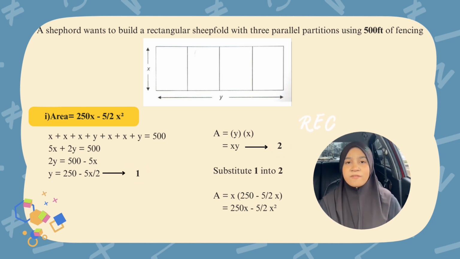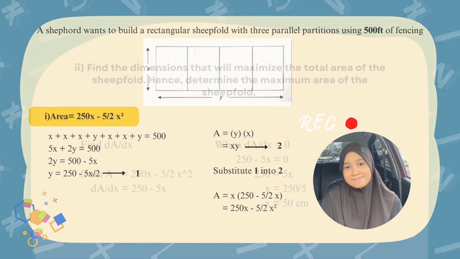Step 3, we have only variables, so we can use the equation A equal to y times x, so we will get equation 2, which is xy. Then step 4, we will substitute equation 1 into equation 2. So the formula is A equal to x times (250 minus 5/2 x). Then we will get the answer 250x minus 5/2 x squared.